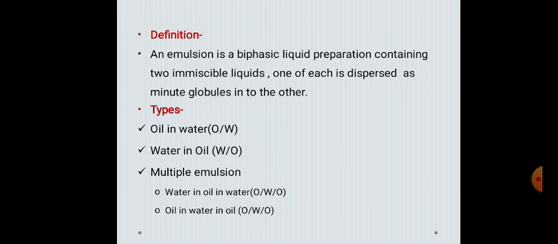An emulsion is a biphasic liquid preparation containing two immiscible liquids, one of which is dispersed as minute globules into the other. So this is the definition of emulsion. Now there are three types: oil in water, water in oil, and third, multiple, that is oil in water in oil.